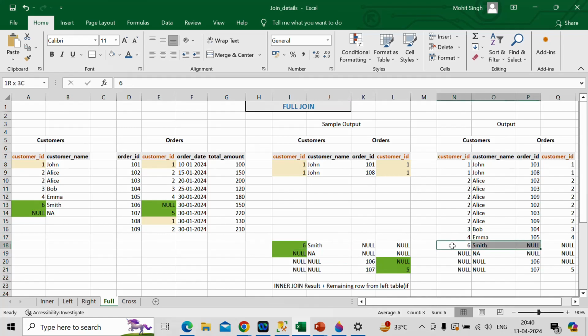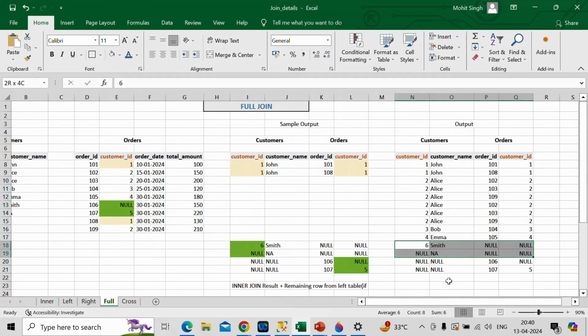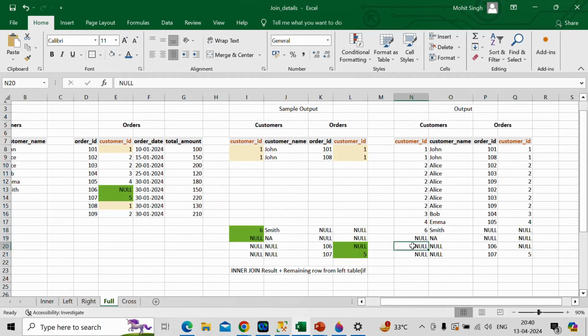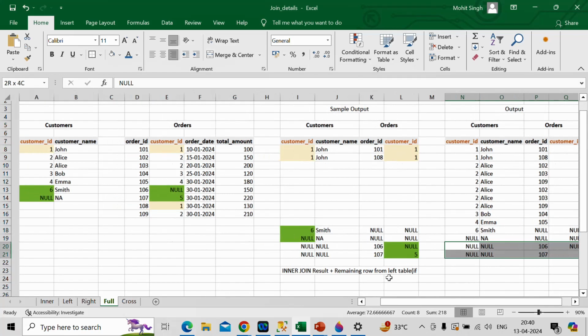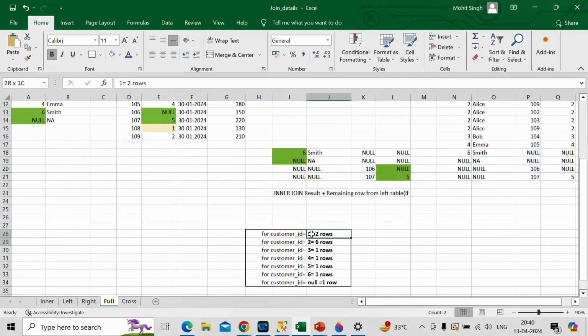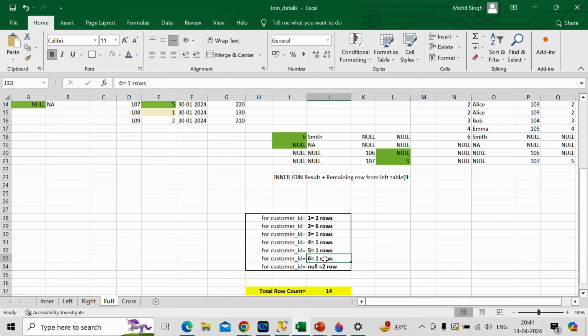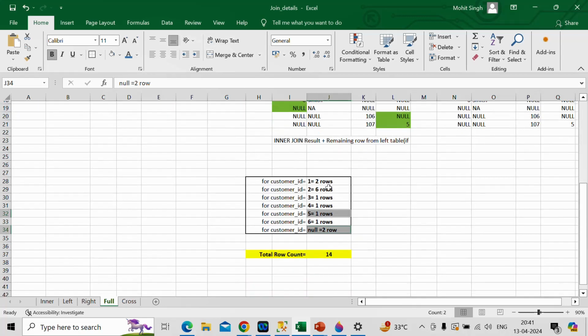Okay. So these two rows are coming from remaining rows from left table. These two rows are coming from remaining rows of right table. Okay. So this is same thing. These four are same what we got in inner join. This 6 and 1 null value we are getting from left table, and this 5 and 1 null value we are getting from right table. So the total count will come as 14 in case of full outer join.